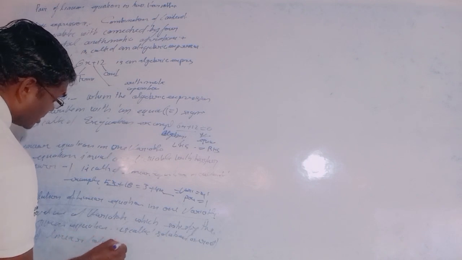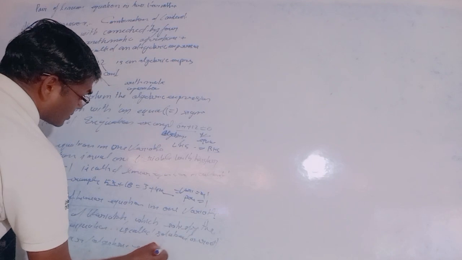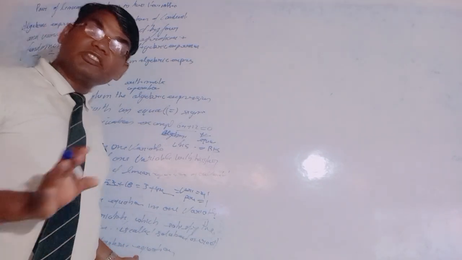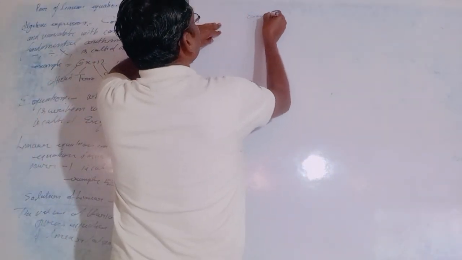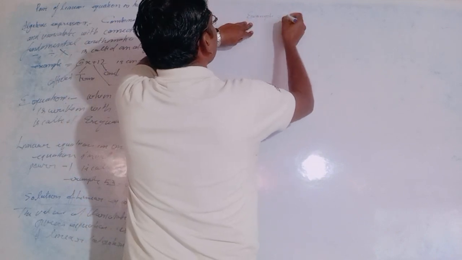Solution is also said to be the root of linear or algebraic equations. Okay, so linear equations are algebraic equations, and the equation should always be satisfied. For justification, suppose we take one example here, 2x plus 7. With the help of an example we will try to understand.